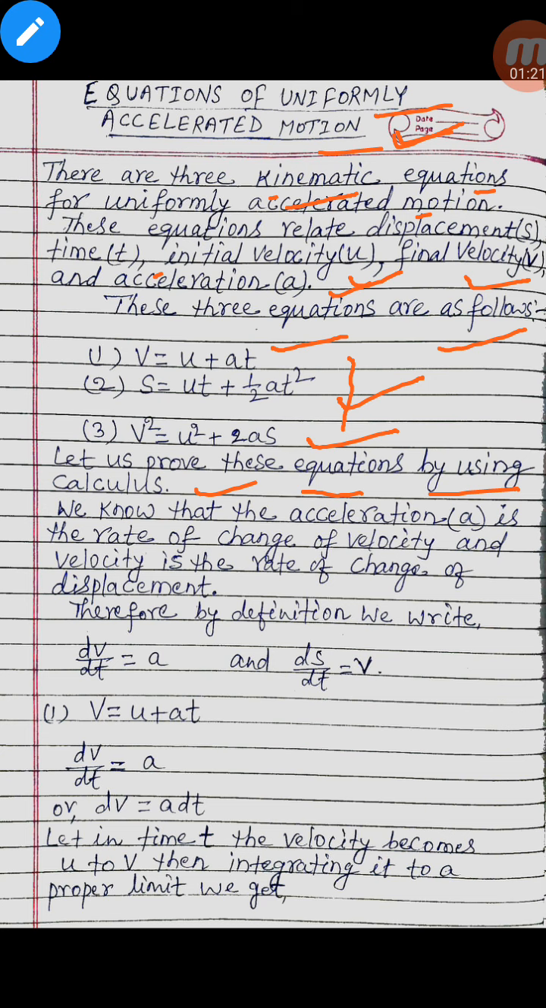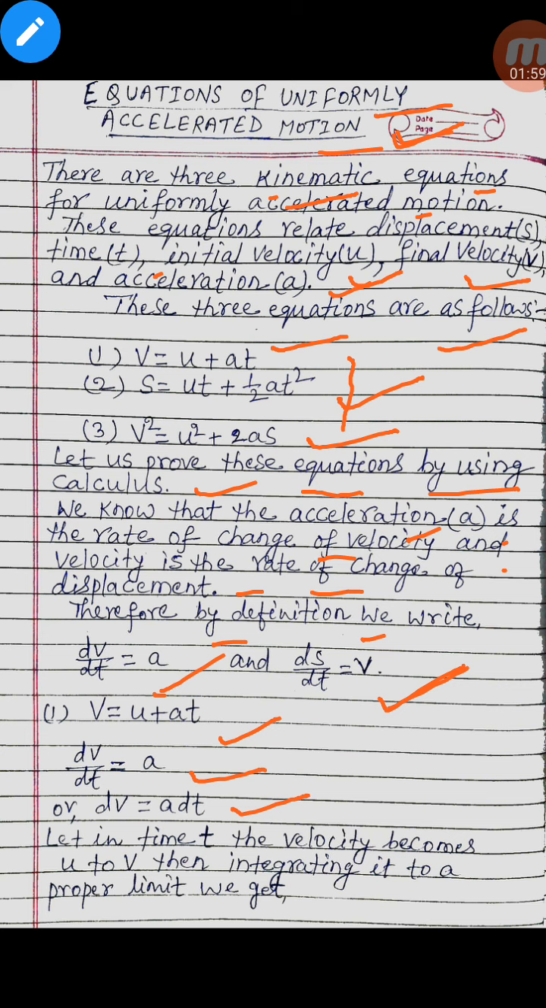We know that acceleration a is the rate of change of velocity, and velocity is the rate of change of displacement. Therefore, by definition we can write dv by dt equal to a and ds by dt equal to v. These two relations we must remember because they are necessary to derive these three equations of motion. Now the first equation is v equal to u plus at. We know that dv by dt equal to a, or dv equal to a dt.